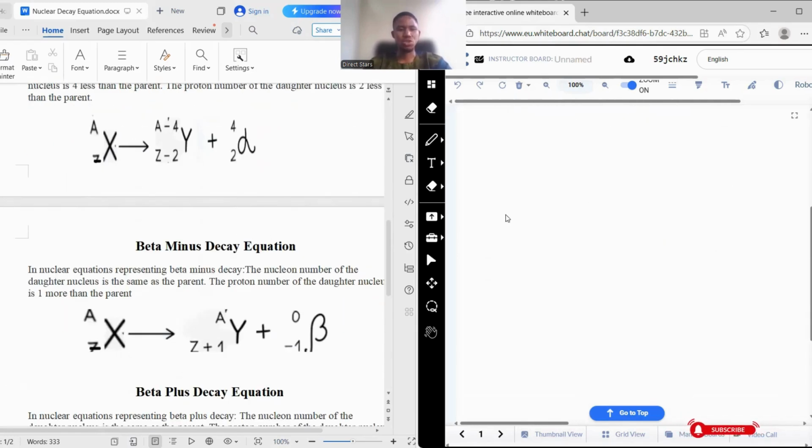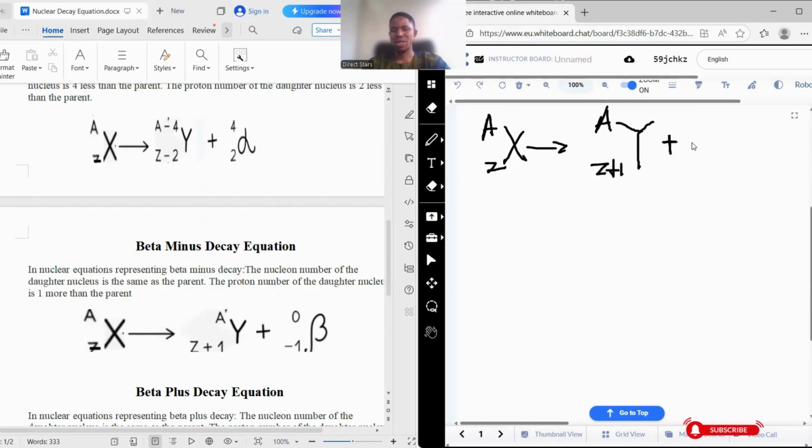Beta minus equation is when we have A, X, Z. When the decay occurs in this parent nucleus, it gives a daughter nucleus in a way that the mass number remains the same as the parent nucleus. Let's say we have Y as the daughter nucleus, but an addition of 1 is given to the proton number of the parent nucleus, which is Z plus 1.